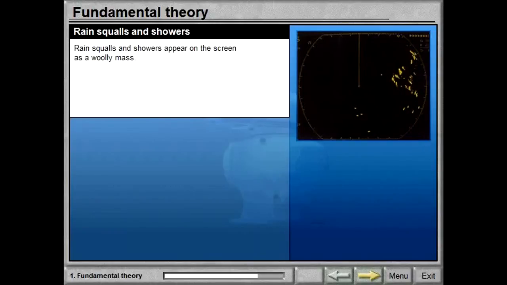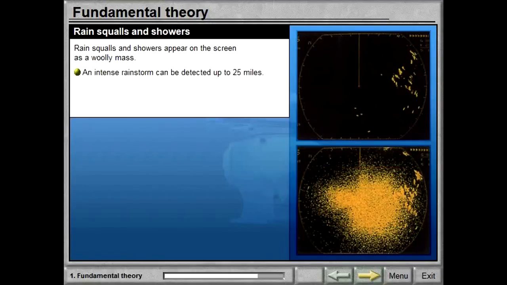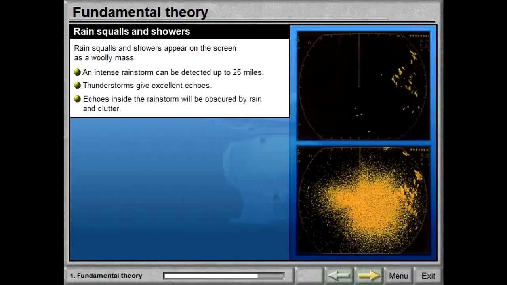Rain squalls and showers appear on the screen as a woolly mass. An intense rainstorm can be detected at a distance up to 25 or more miles. Thunderstorms give excellent echoes, but even drizzle affects the radar range and may produce light diffuse echoes. Echoes of ships or land inside the rainstorm will be obscured by rain and clutter, and targets beyond the rain area will lose some or almost all of their echo strengths.